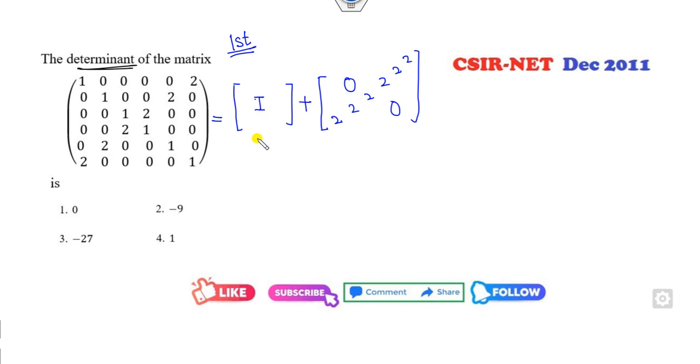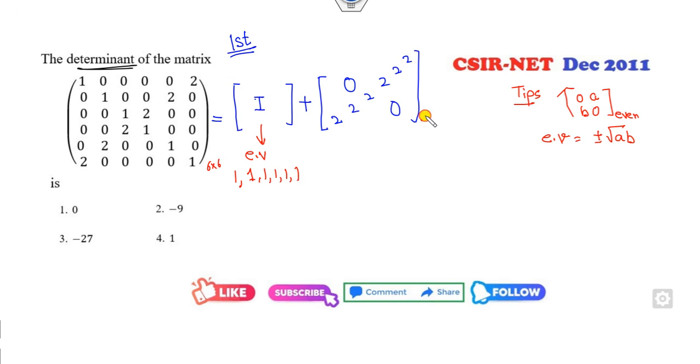I can find the eigenvalues. What are the eigenvalues of this I? 1, 1, 1, 1, 1, fine, 6 times because it's a 6 cross 6. What are the eigenvalues of this? Always remember, if you have a matrix 0 a b 0, with a and b, then the eigenvalues are plus minus root ab.